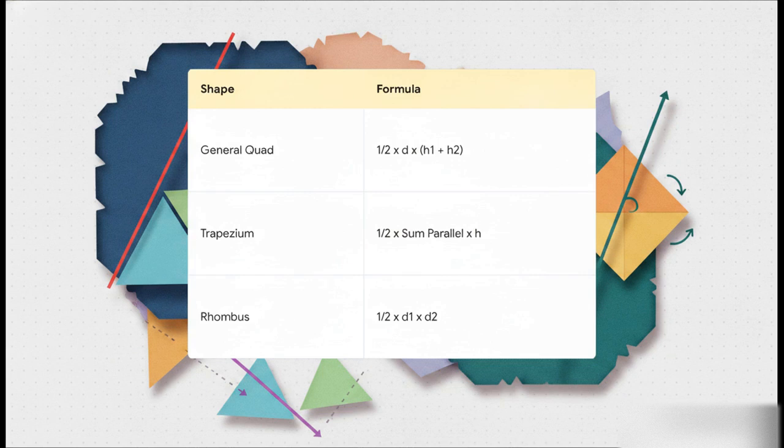For a general quadrilateral, the area is simply half times the diagonal multiplied by the sum of its two heights. Next up, the trapezium. It's half times the sum of its parallel sides multiplied by its height. And finally, for a rhombus, where those diagonals cross at exactly 90 degrees, the formula simplifies perfectly to just half times diagonal 1 times diagonal 2.